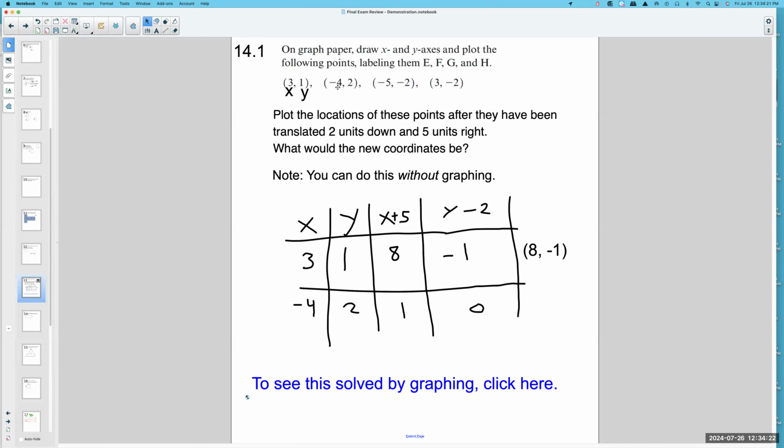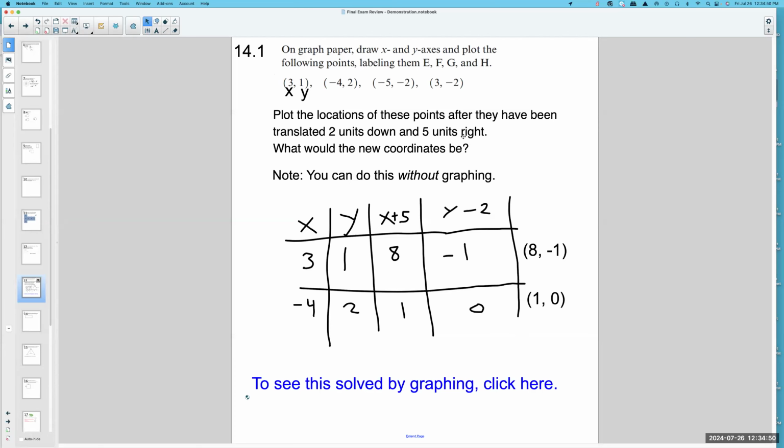And then the next point was negative 4, 2. Now, what I like about this is it is just substitution now. So negative 4 plus 5 is 1. 2 minus 2 for the y is 0. So that is 1, 0. And so on. Now, you don't have to use a table. You could just do the math in your head or use a calculator, but be careful with your negatives. But that's all you do. It's just adding or subtracting.